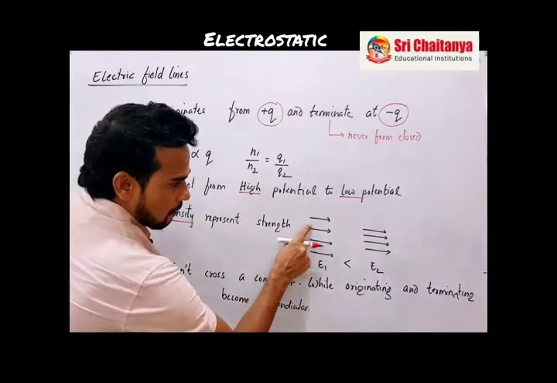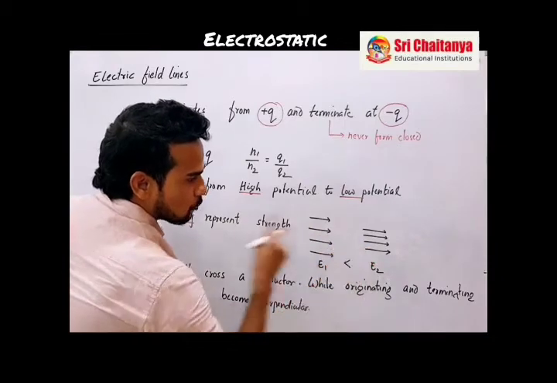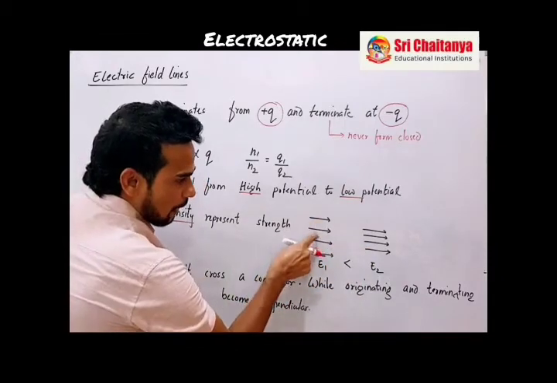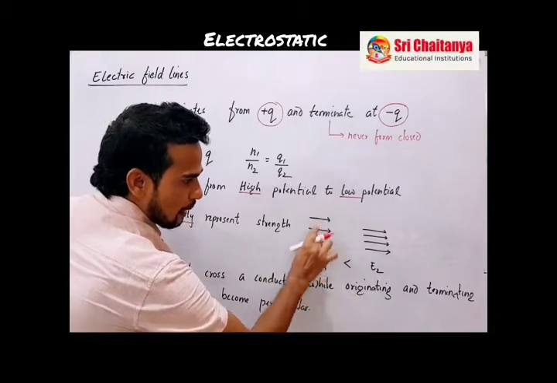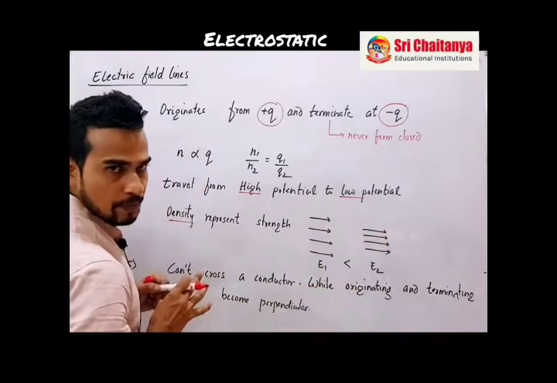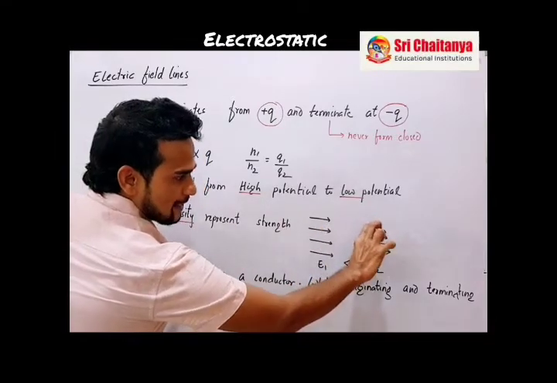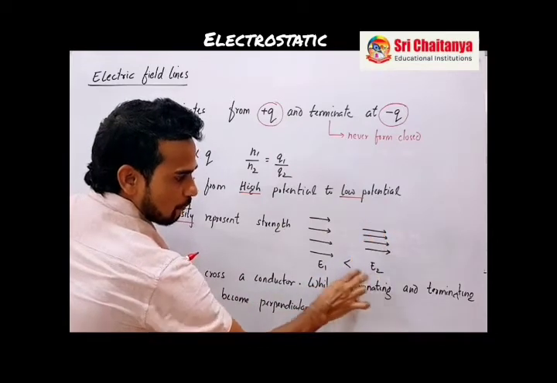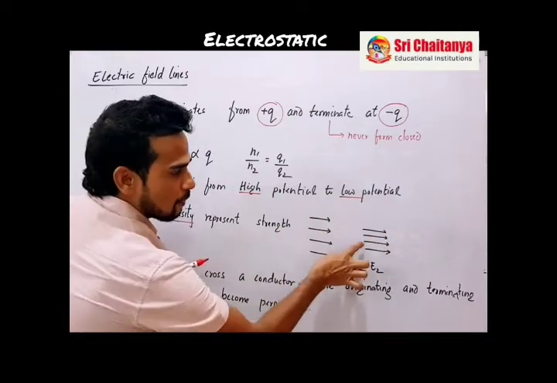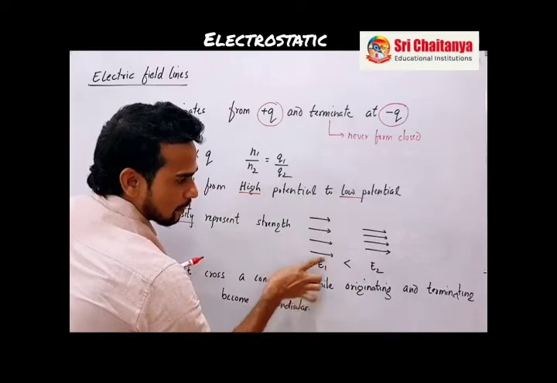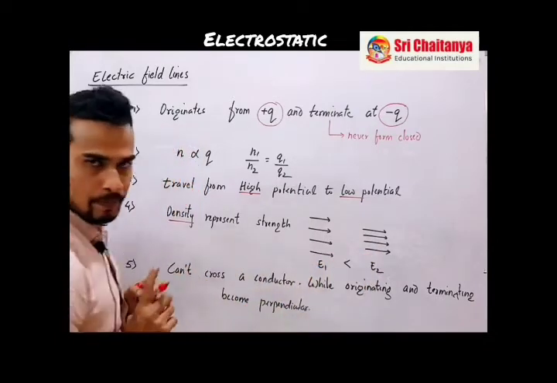For example, if you see, both of these two fields are uniform, because in both you can find that the field lines are parallel. So parallel field lines represent a uniform field. Second thing you can see here, density is more. If density is more, strength of field will also be more. Here the value of field will be more than this. That's why E2 is more than E1.